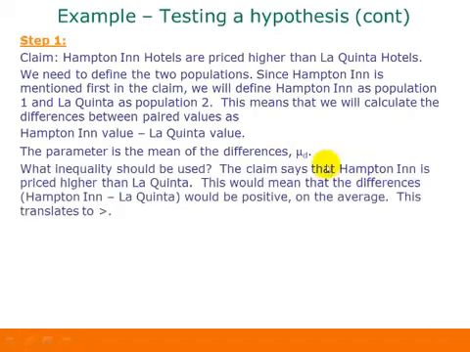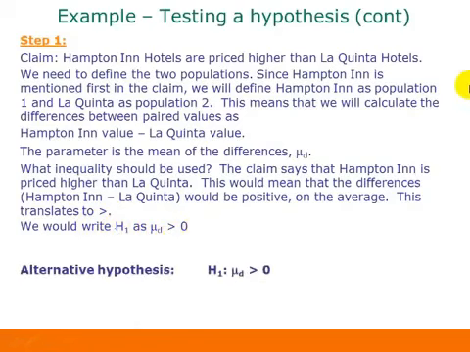And now, what inequality should we use? The claim says that Hampton Inn is priced higher than La Quinta. This would mean that the differences, Hampton Inn minus La Quinta, would be positive on the average. This translates to a greater than. So we would write our alternative hypothesis as mu sub D is greater than 0.